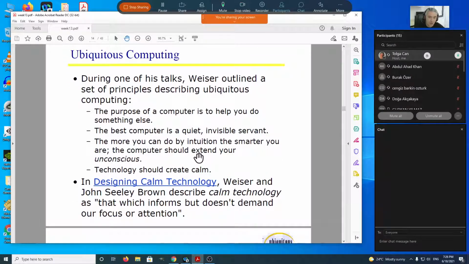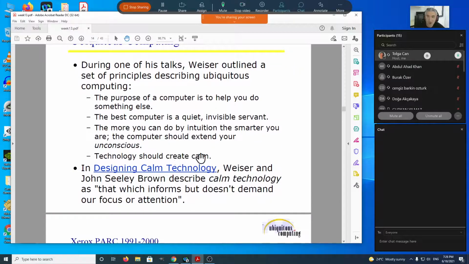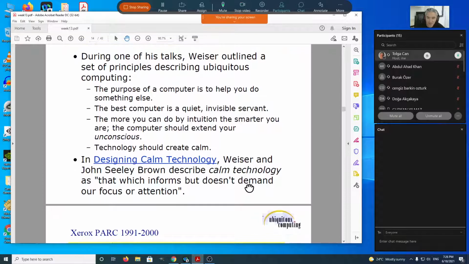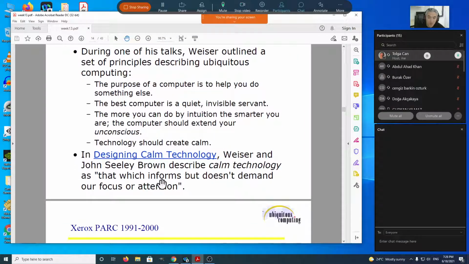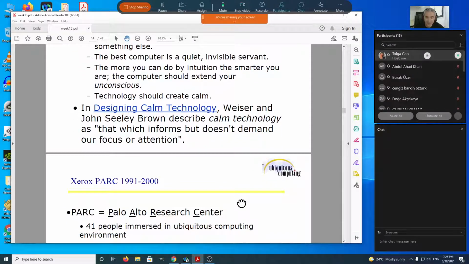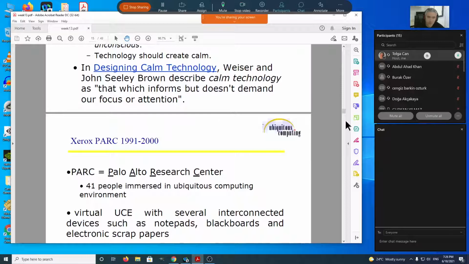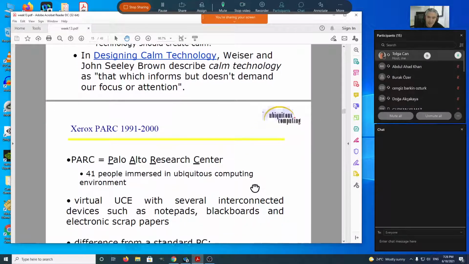So the computer, as I said, should extend our unconscious. It should be a natural extension of our cognition. And this is what they call calm technology, designing calm technology, the technology that informs us but doesn't demand our explicit focus or attention. So as I said, it's a natural extension of our intellect and helps us focus on tasks.